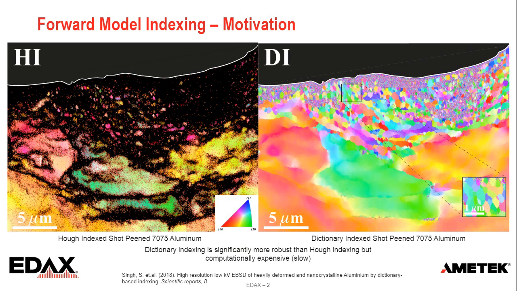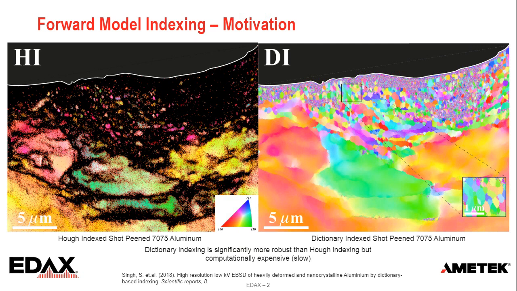So here is a nice image from Marc De Graef's group showing how much better you can resolve noisy or low quality EBSD patterns with a forward model. In this, it's a very heavily deformed material that's degrading your pattern quality, Hough indexing on the left and the dictionary on the right. But you could have low quality patterns from very high exposure rate or low dose or other things like that. So in general, you're able to resolve much more difficult patterns.